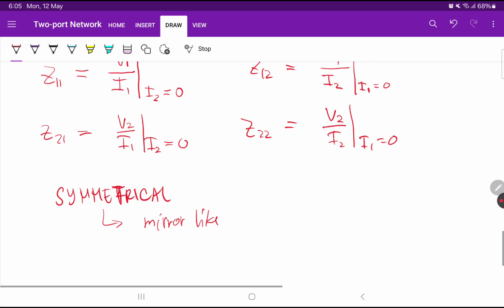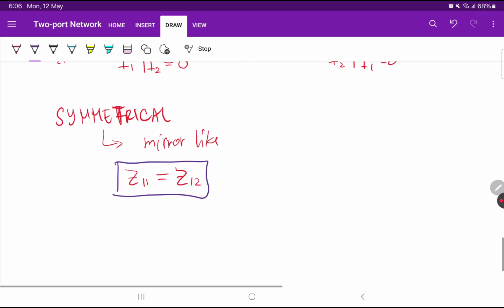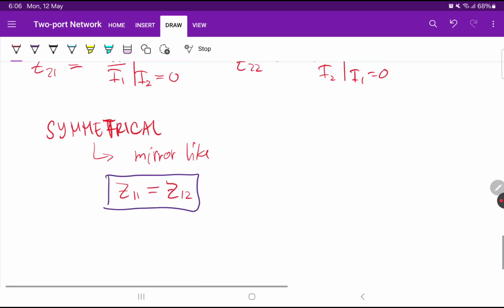And this happens in a Z parameter network when Z11 is equal to Z12. So the system is symmetrical if Z11 is equal to Z12. Another characteristic is called reciprocal. The network is reciprocal.